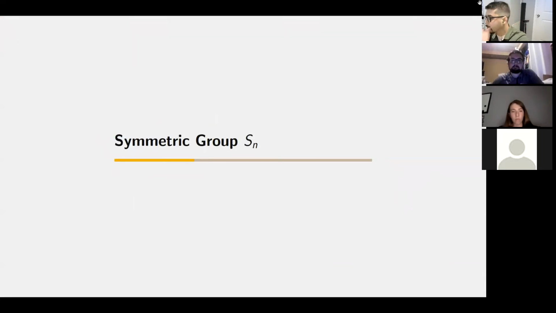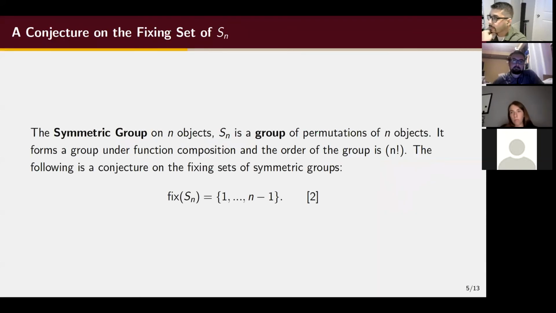Now we will examine the fixing sets of the symmetric group S_n. Before we proceed with the fixing sets of these groups, we're going to continue with the definition. So we know that the symmetric group on n objects, S_n, is a group of permutations of n objects. It forms a group under function composition, and the order of the group is n factorial.